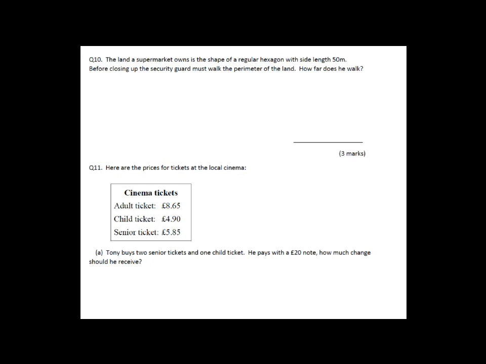Question 10. The land a supermarket owns is in the shape of a regular hexagon. So this has got 6 sides, and the length of the sides are 50 meters. Before closing up, the security guard must walk the perimeter of the land. How far does he walk? So 6 times 50 gives us 300, and the distance is in meters. So on the answer line, 300 meters, and it's worth 3 marks.